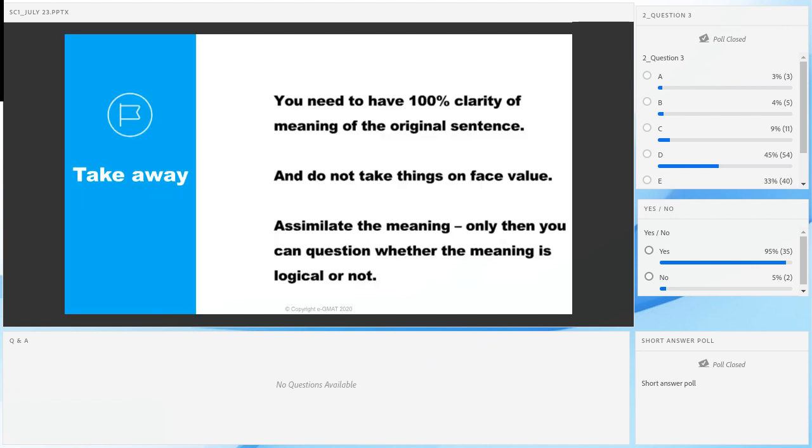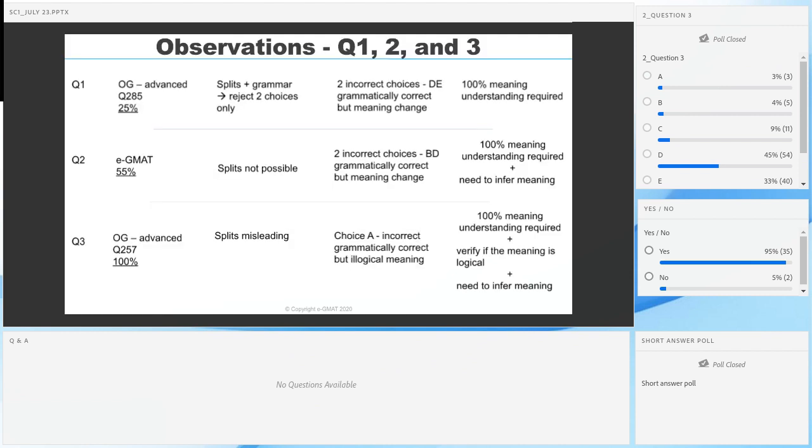All right. So with this, let's move on to our last question. But before that, a little bit of takeaway about this question. 100% clarity about the meaning of the sentence is important. As I said, we all are logical people and we understand that the logic works in a certain way. If the original sentence is illogical, we will be able to locate that bizarre meaning. And when we see that our original sentence is not giving out logical meaning, we will have to take that extra step to extract the logical meaning from the sentence.